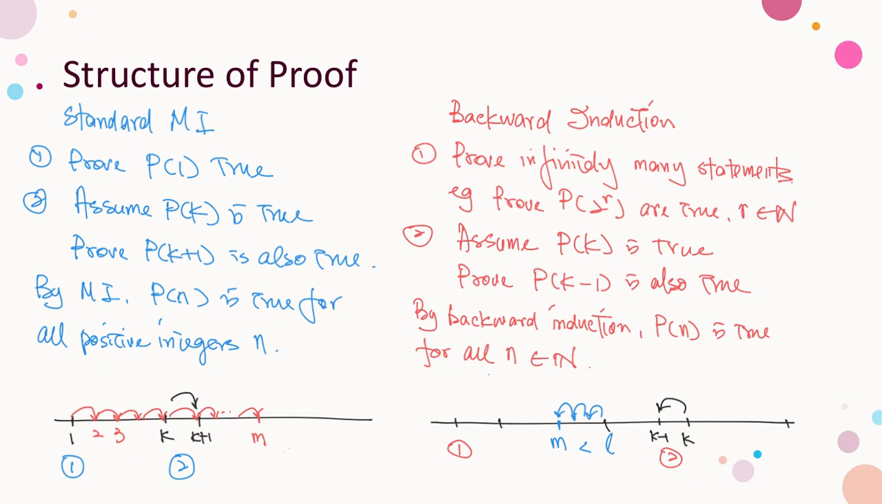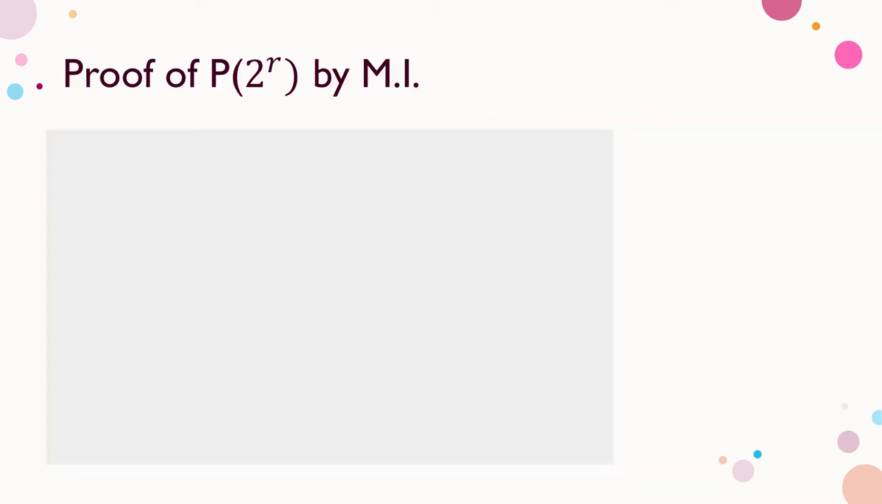Think about the logic of the argument carefully and make sure you understand the structure of the argument before you go on with the video. We are going to prove the general statement by backward induction. As mentioned earlier, there are two main steps. The initial step is to prove the statement is true for infinitely many choices of n.